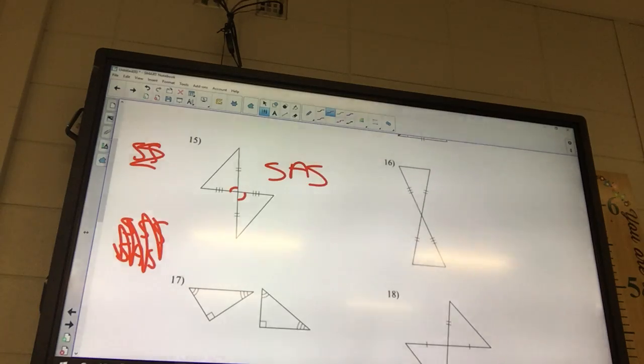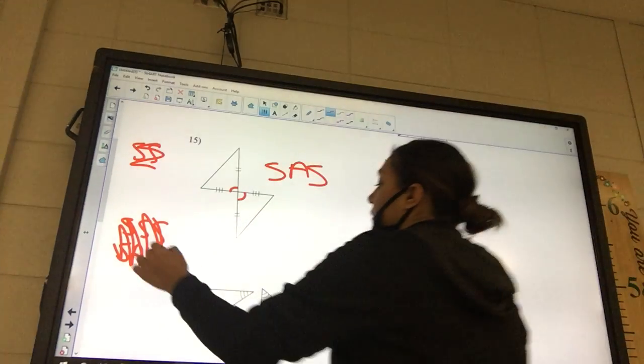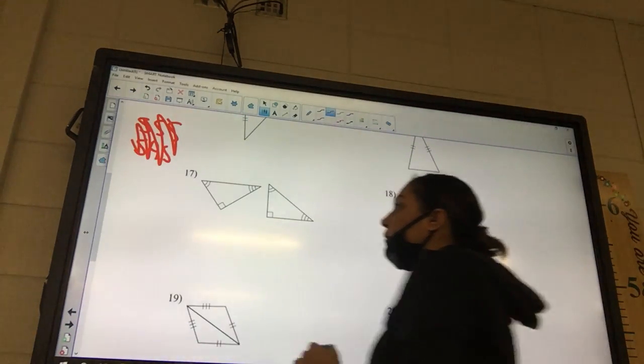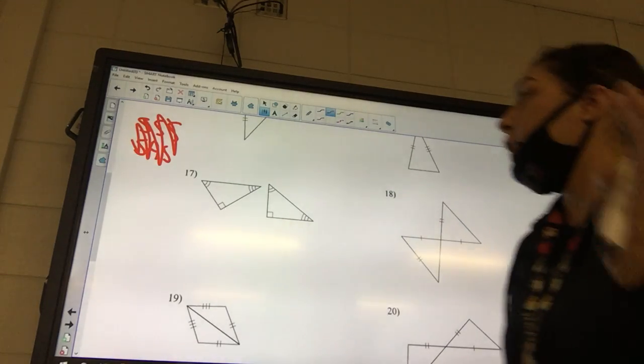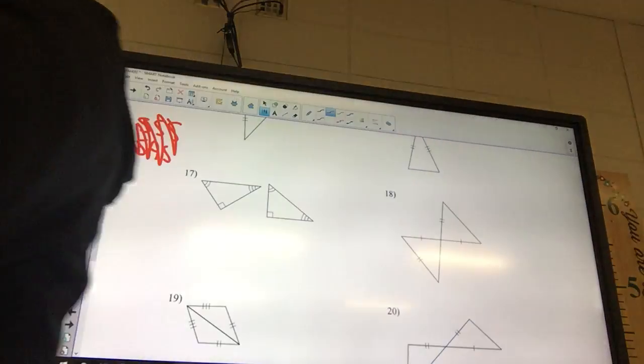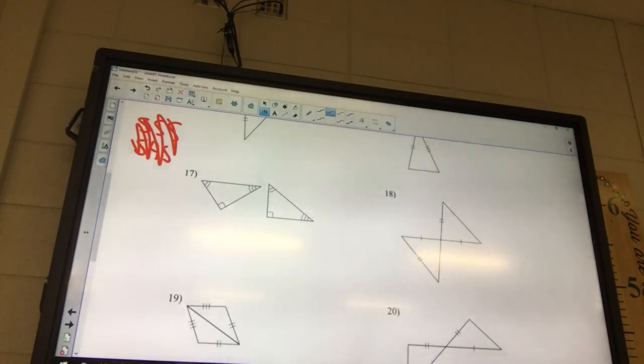Okay, look at 17. What do we know? You guys are not answering my question. What do we know? What's given? Two triangles are given. They aren't touching. What else? What is marked?